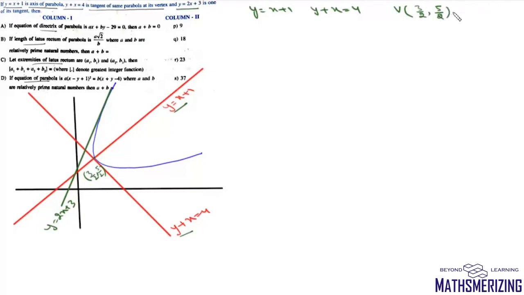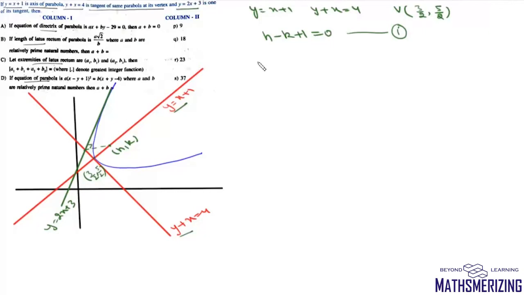Now next we'll find the focus of this parabola. Suppose the focus is (h, k). Now this focus lies on the axis, so we can write h minus k plus 1 equals 0. So that's my equation number 1. And then we also know that the foot of perpendicular from focus to any tangent will lie on the tangent at vertex. So we'll first find this point of intersection.